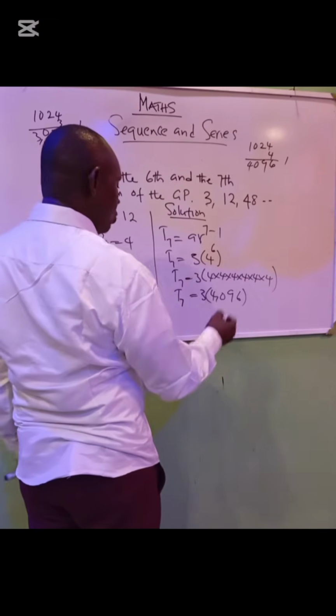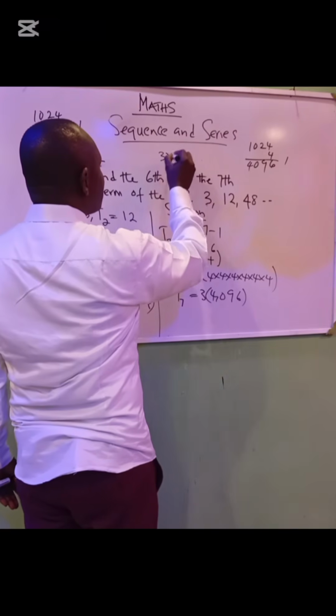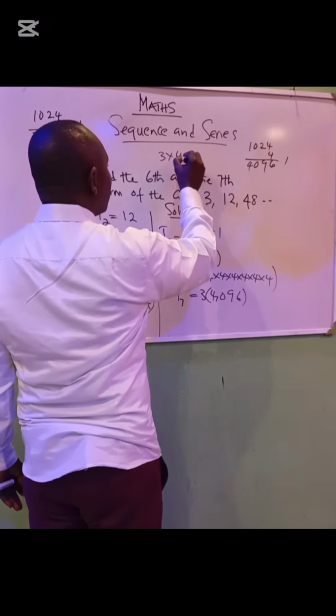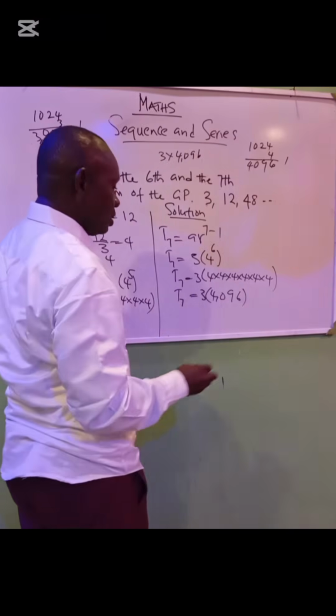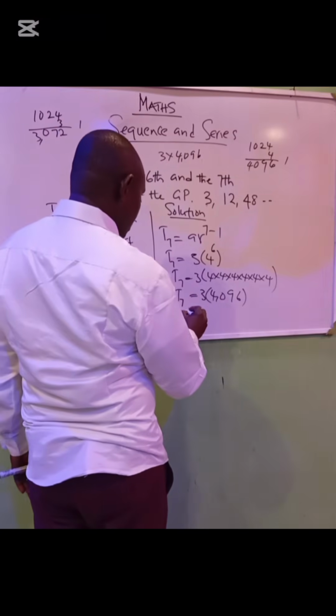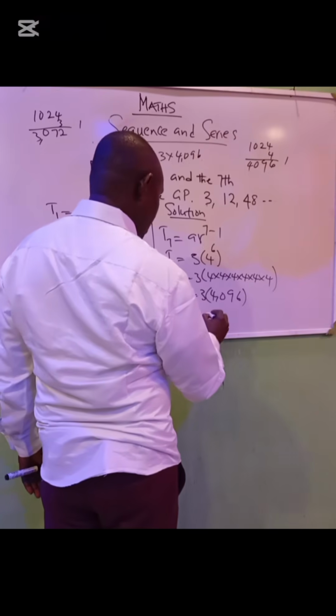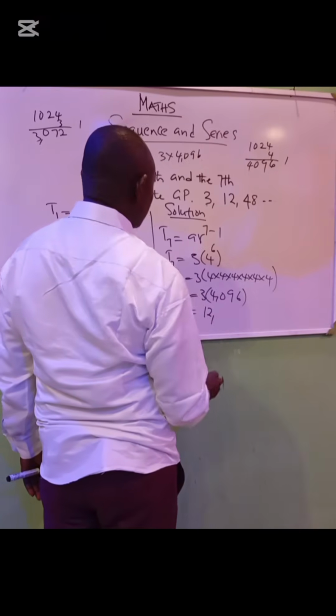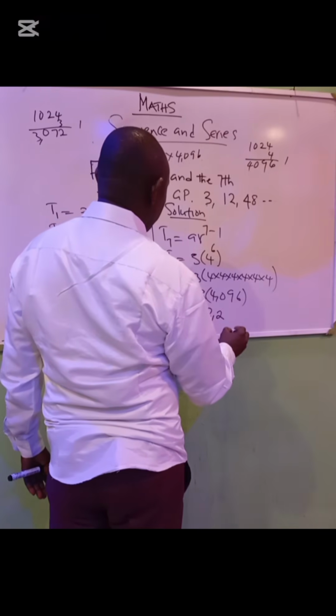Now if you multiply 3 times 4096, you have something like 12,200.